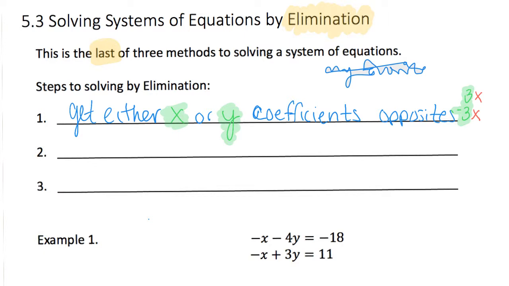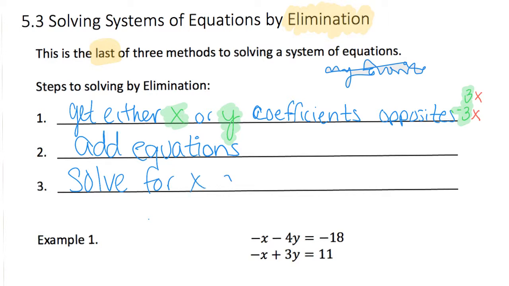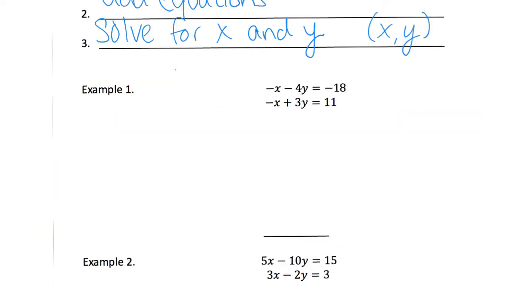Okay. After you get the coefficients to be opposites, you simply add the equations together. After you add, then you solve for x and y. And we always write it as an ordered pair, x comma y.